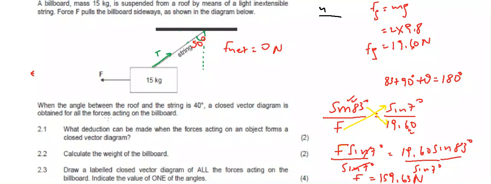Newtons, F net is equal to 0 newtons. What deduction can be made when the forces acting on an object form a closed vector diagram? This tells us that the net force is equal to 0, or the forces are in equilibrium. Net force is equal to 0.